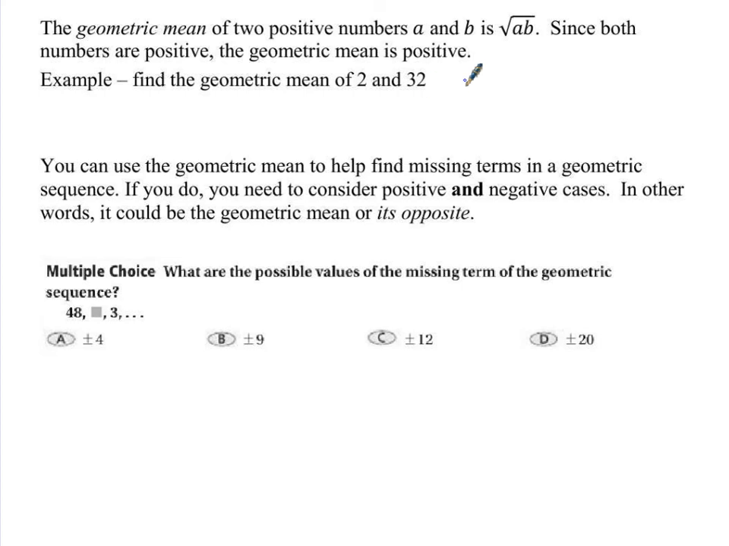So what am I going to do here? Square root of 64, which is 8. That 8 fits directly in between these two numbers if it's a geometric sequence. 2 times what gives me 8? And then 8 times what gives me 32? So if it's a geometric sequence, you found that middle number.